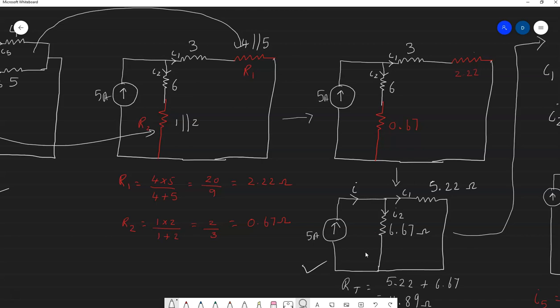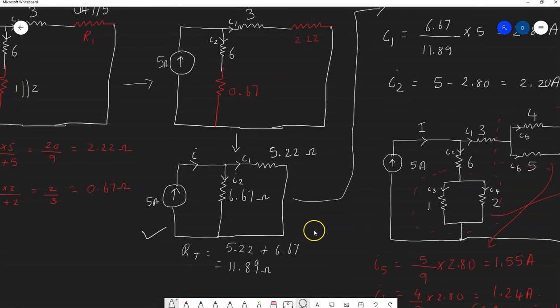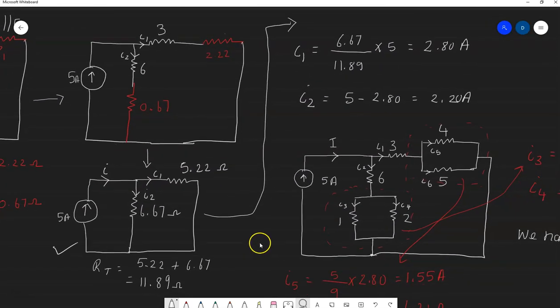This again, you apply the current divider algorithm where only two resistors are present. So here the current I1 is the other resistor divided by total resistance times the current I, and that will give you 2.80. And the current I2 is, I just use the main current, take away the branch current, and you got that.